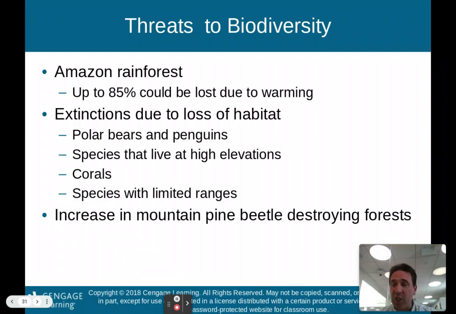Species that live at high elevations may not be able to adapt. Corals, we already spoke about that, the bleaching, seeing that happen. And species with limited ranges may not be able to migrate, and as a result, big problems for them. Also, an increase in mountain pine beetle, just as an example, destroys forests, which then means less trees to sequester carbon. And again, another one of those positive feedback cycles that unfortunately are not positive.